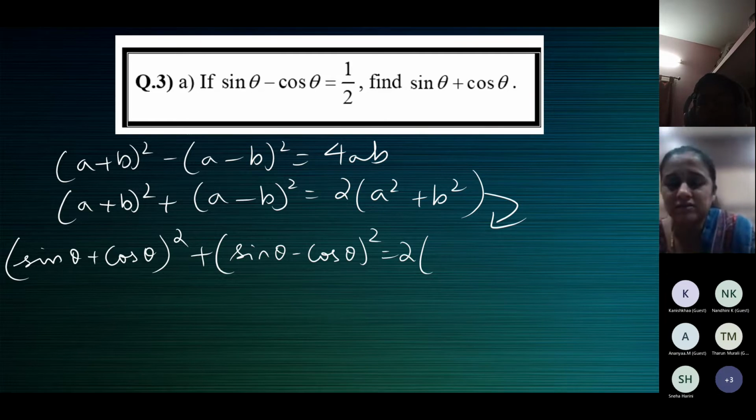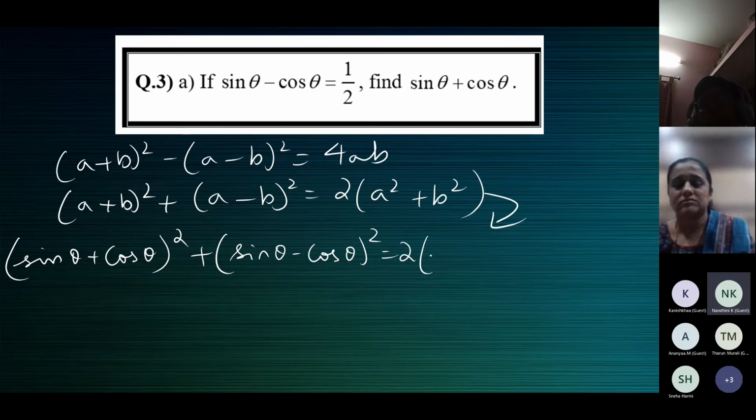Again, Ramnathan, come again. 2 into sine theta square plus cos theta the whole square. No, I'm saying 2 into sine square theta plus 2 into cos square theta. So 2, yes, A square.